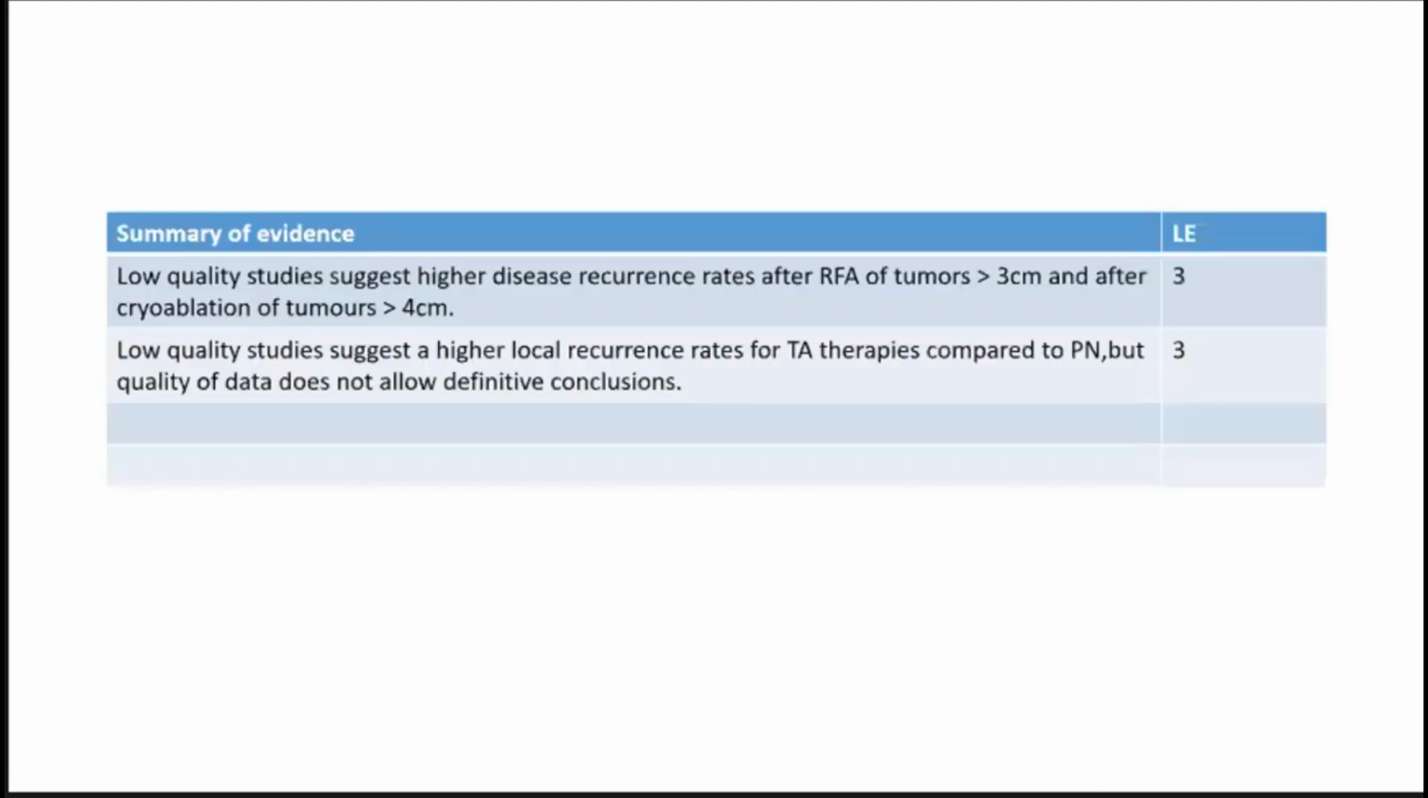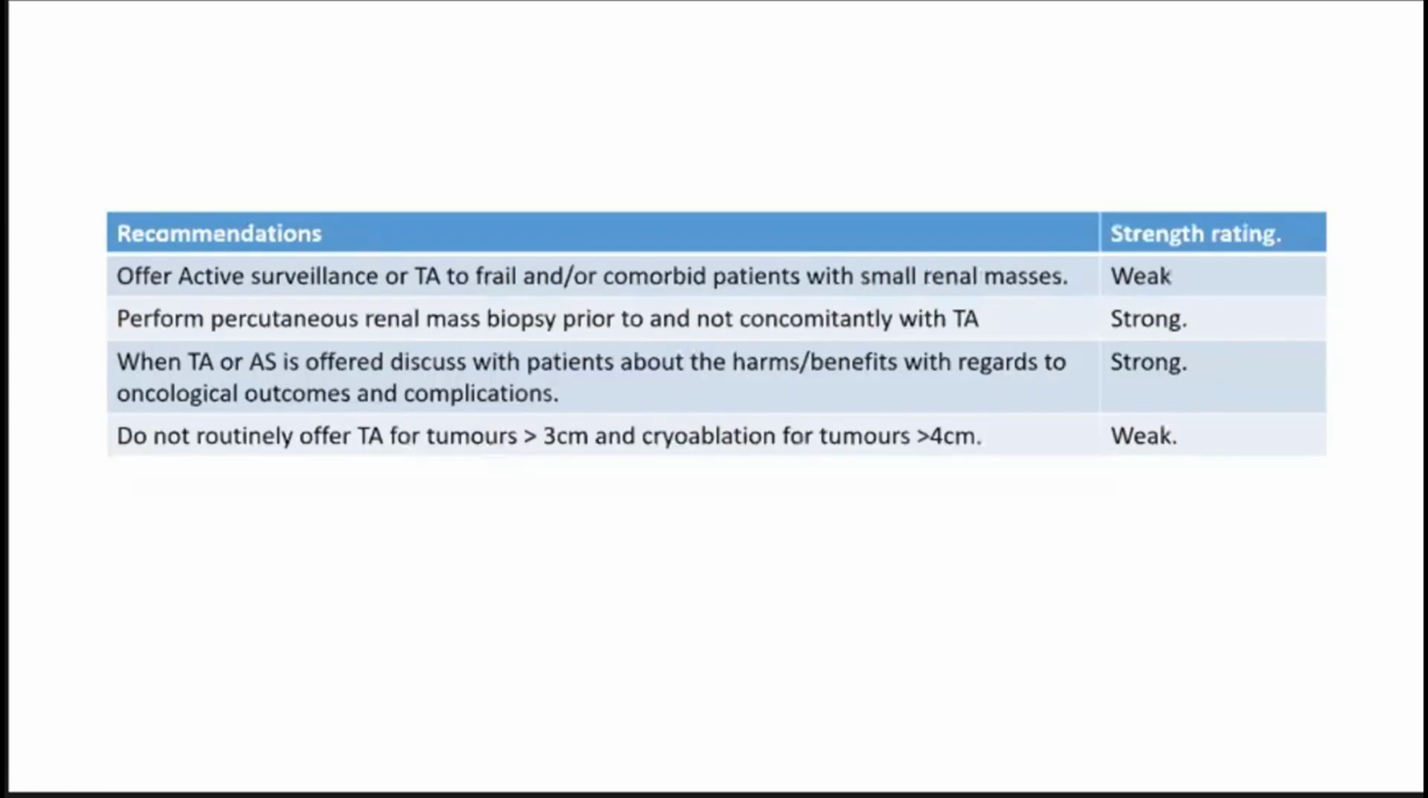Now, the summary of the evidence. Low quality studies suggest a higher disease recurrence rate after radiofrequency ablation of tumors more than 3 cm and after cryoablation of tumors more than 4 cm, which has a level of evidence 3. And low quality studies suggest a higher local recurrence rate for thermal ablation therapies compared to partial nephrectomy. But the quality of data does not allow definitive conclusions, which also has a level of evidence 3.